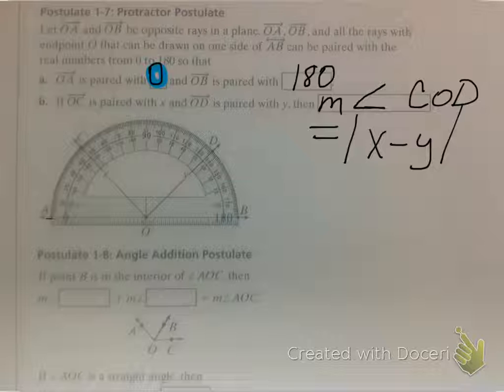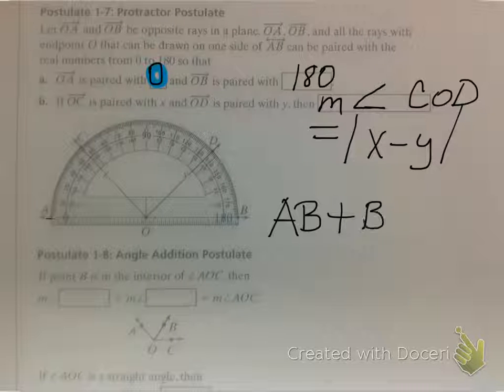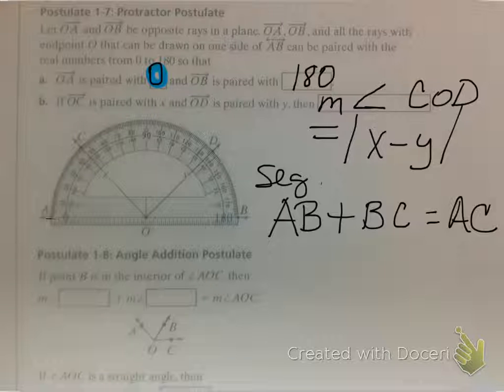Now postulate 1-8 is the angle addition postulate. And this is a lot like the segment addition postulate. If you recall, your segment addition postulate was AB plus BC is equal to AC. That was our segment addition postulate. But this is angle addition, so it's very similar. It's measure angle, and notice the little m, that means a number value.